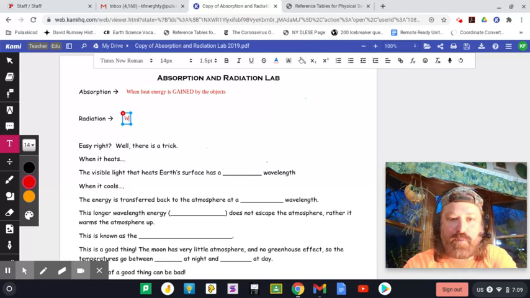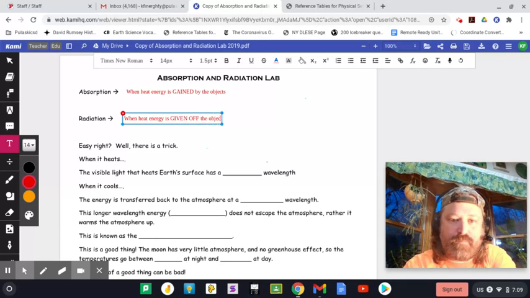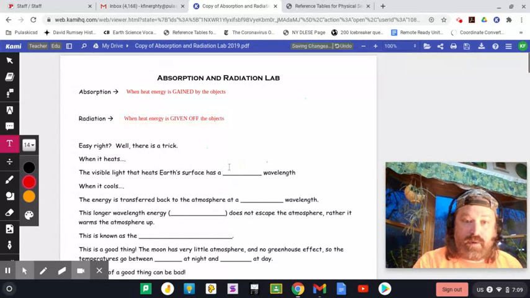So this is going to be when heat energy is given off by the objects. How about that? All right. So easy enough, right? Heating, cooling. But let's just see that cooling is giving energy away.